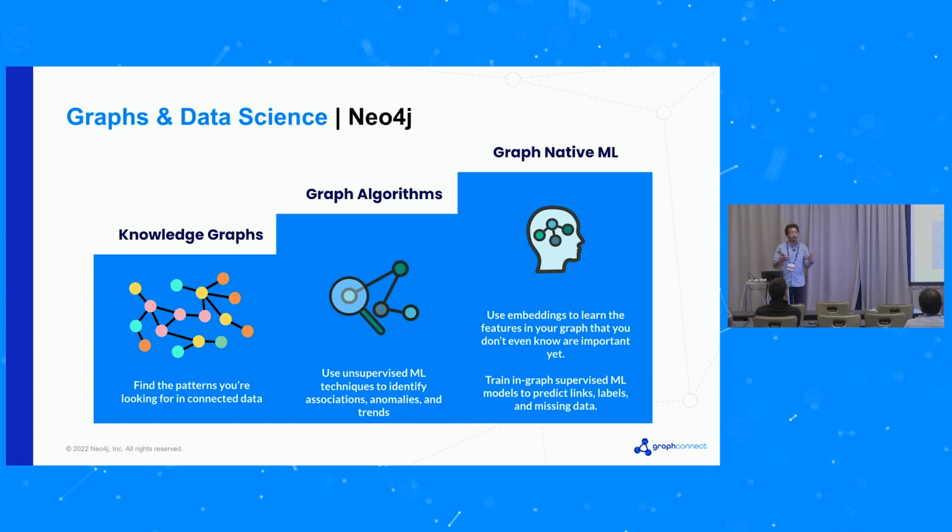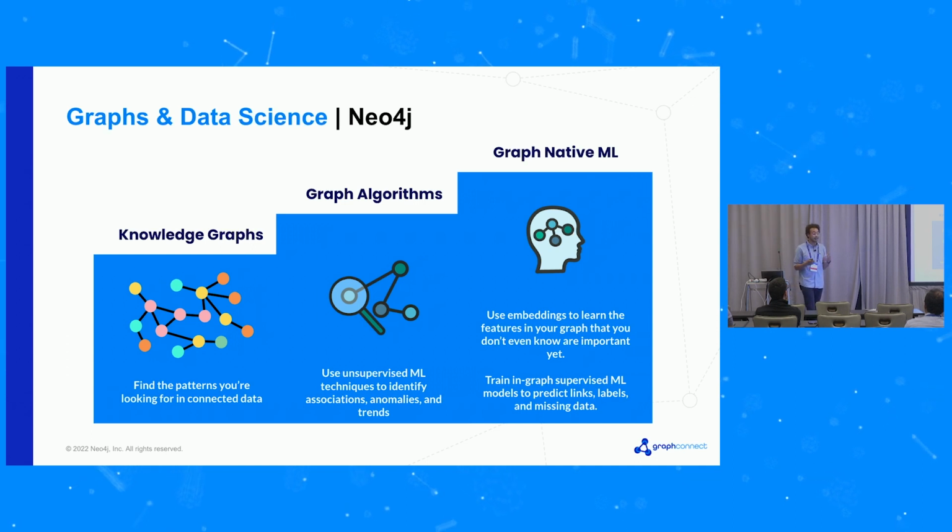Now, the next step in finding value is kind of using graph algorithms. Things like PageRank, that's what made Google successful, where you can use unsupervised machine learning techniques to be able to identify associations, anomalies, and trends.